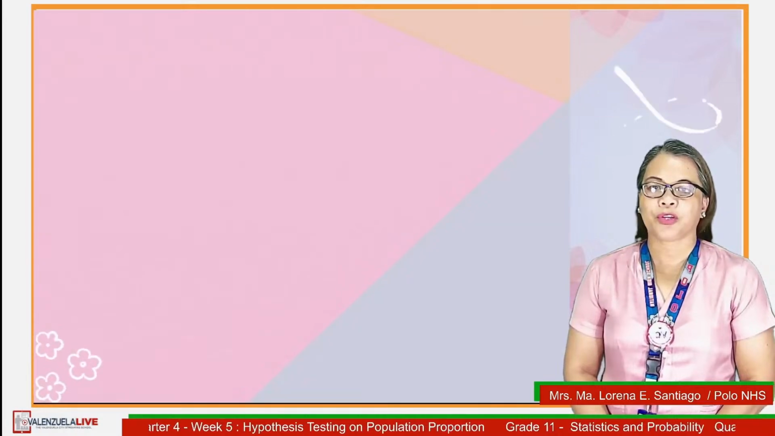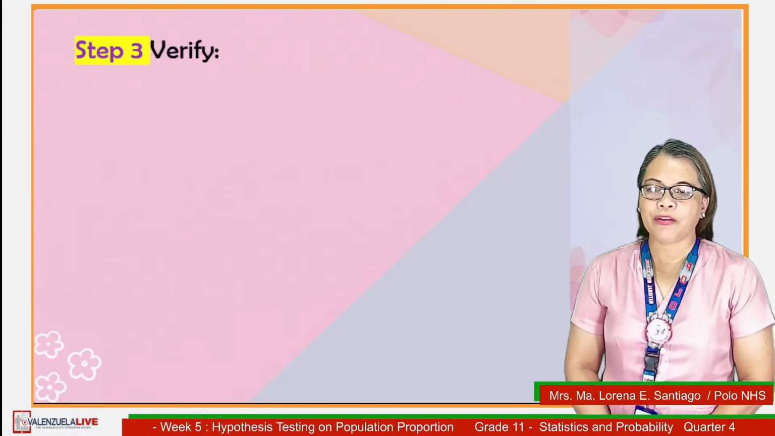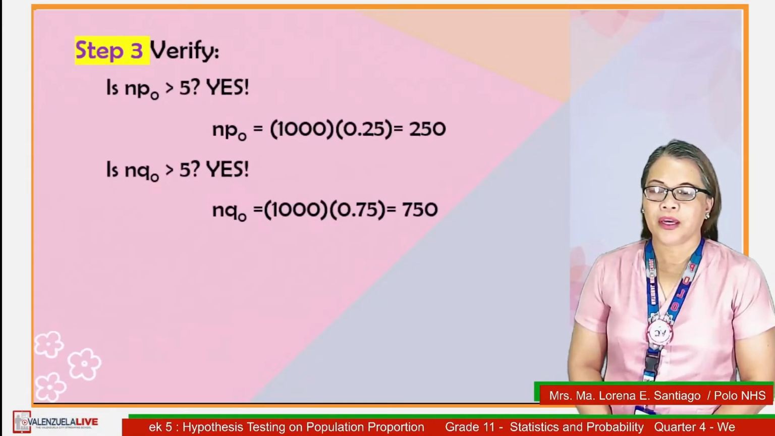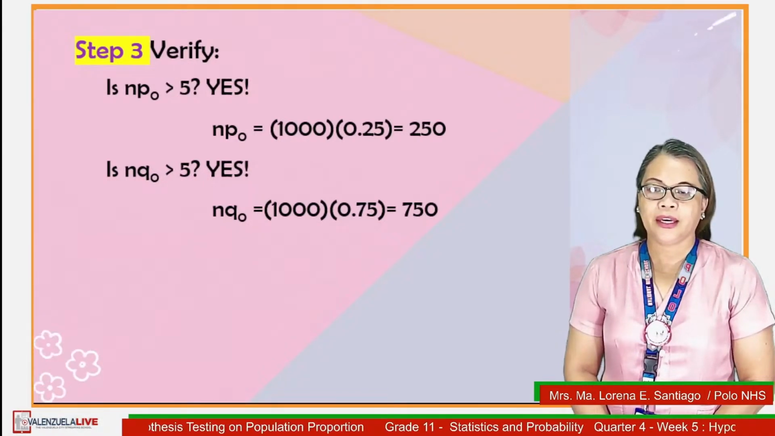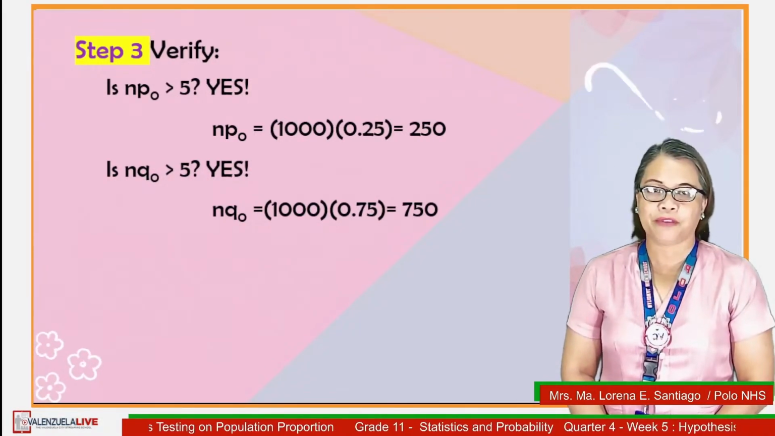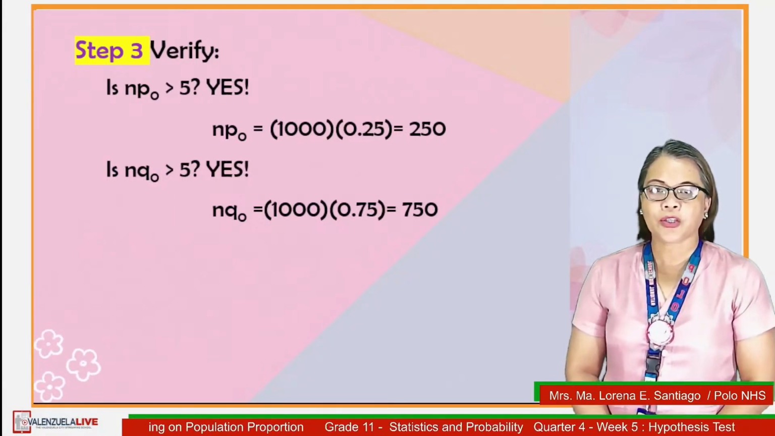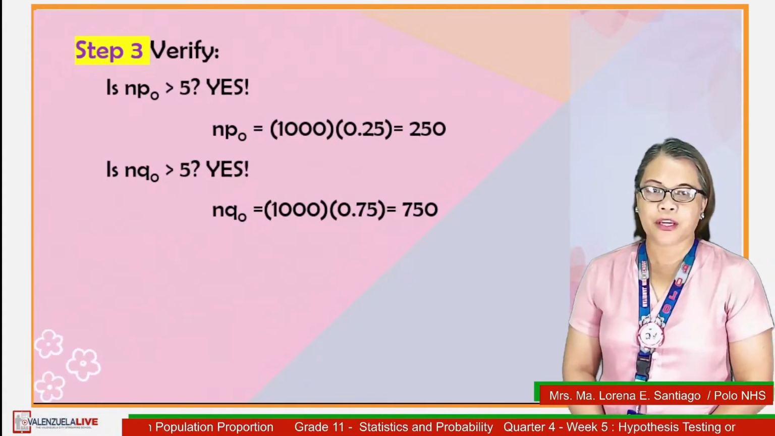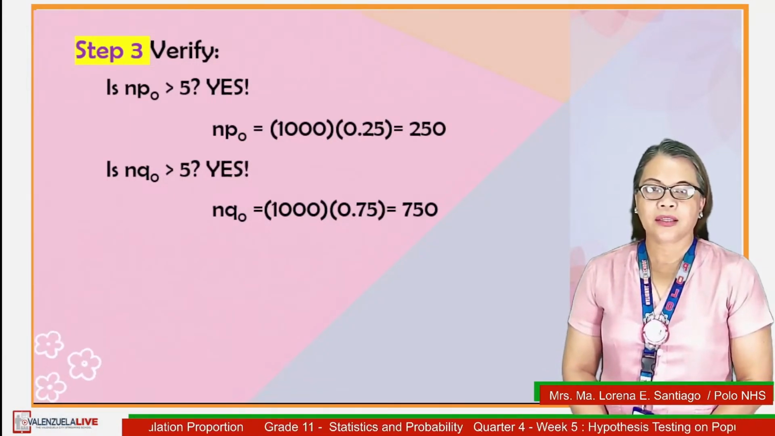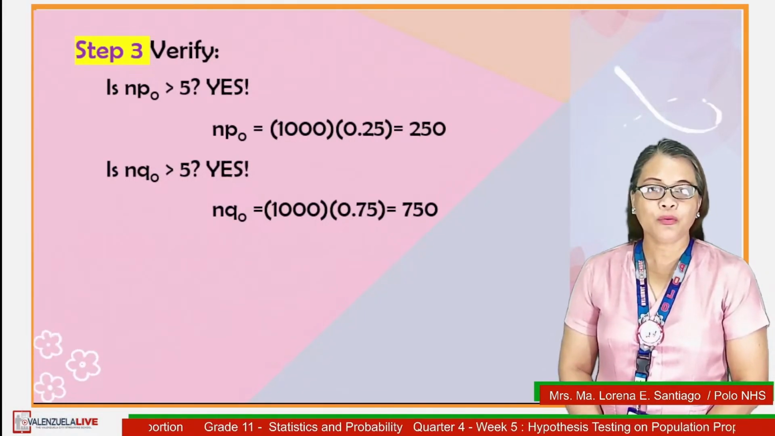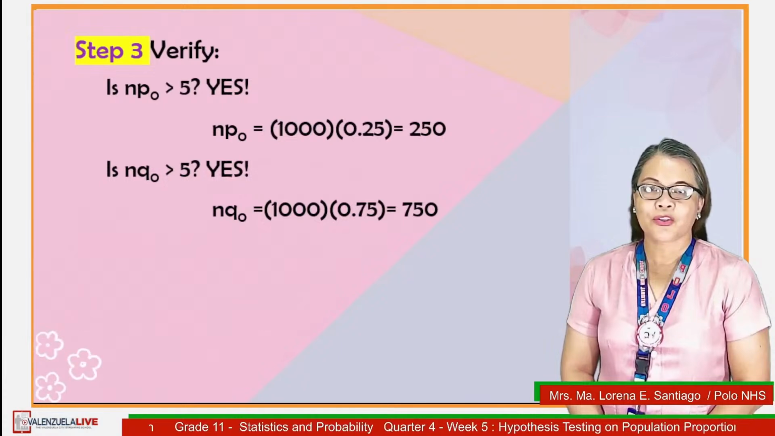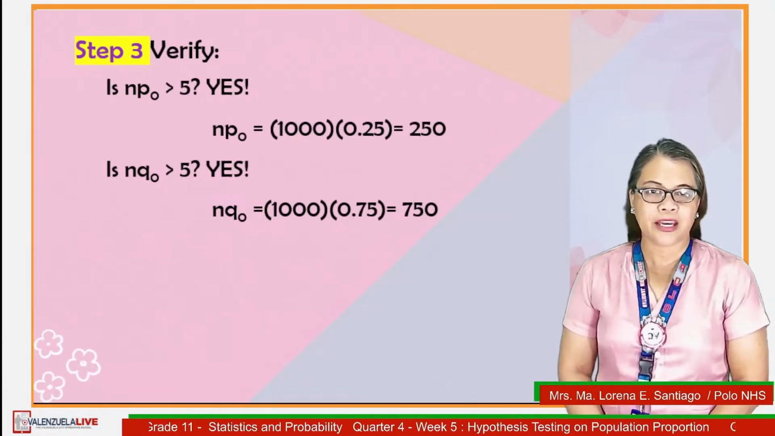Let's go to step 3. We will verify again if n times p sub 0 is greater than 5 and n times q sub 0 is greater than 5. From the computation, n times p sub 0, we have 1,000 times 0.25, which is equal to 250. And 250 is greater than 5. So the question again will be answered by yes.